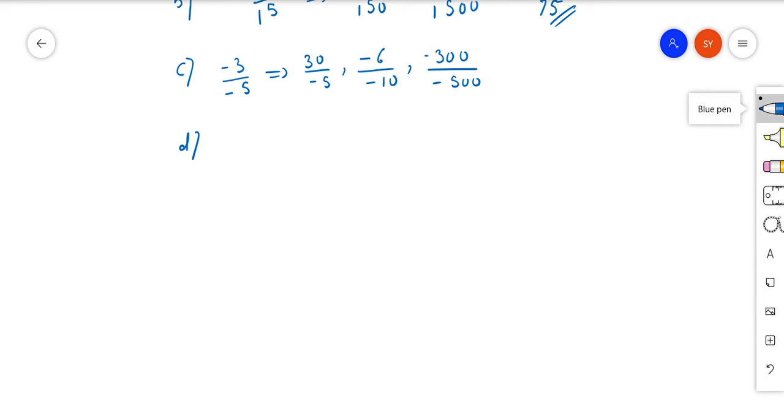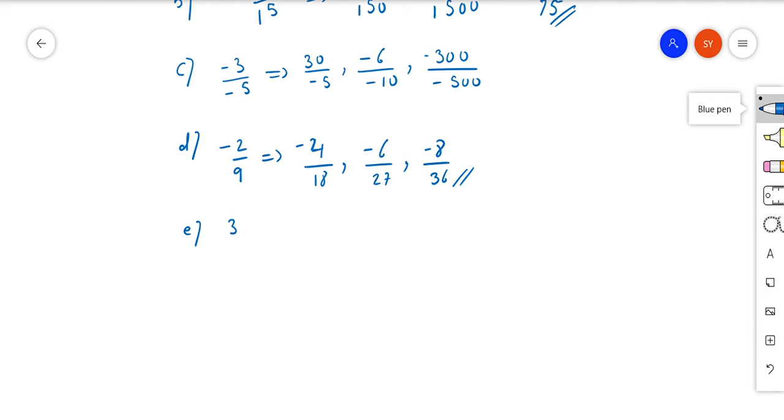D, minus 2 by 9. Again multiplied by 2, 2 2s are 4, 9 2s are 18. I can multiply both by 3, 3 2s are 6, 9 3s are 27. I can multiply by 4, 4 2s are 8, and 9 4s are 36. So these are the three. You can multiply by any number, so there cannot be a fixed answer, but yes, this is how you can do it.